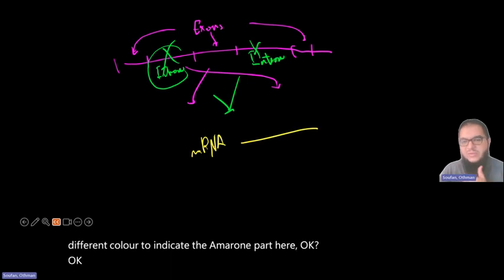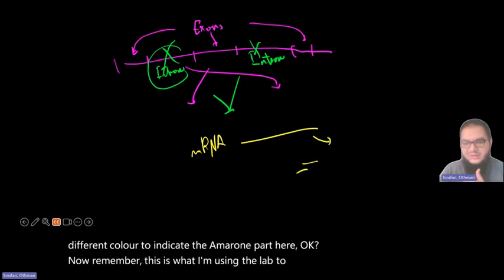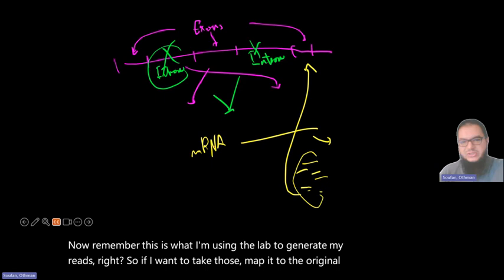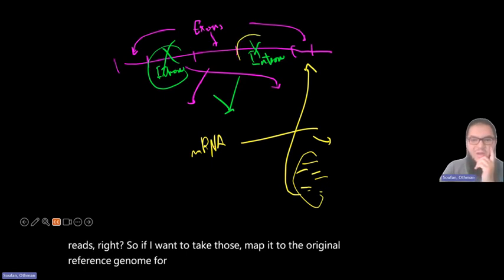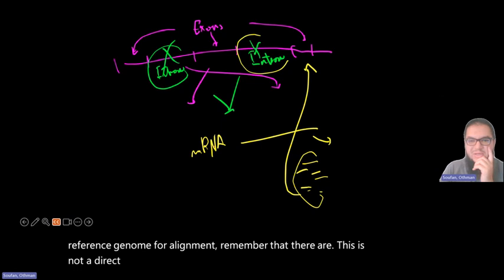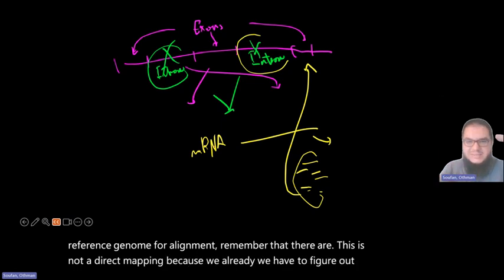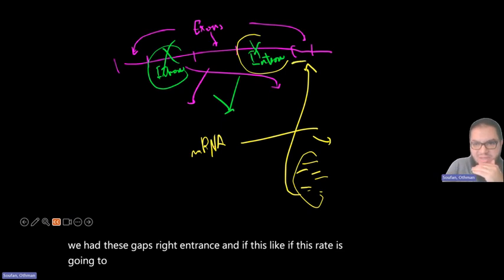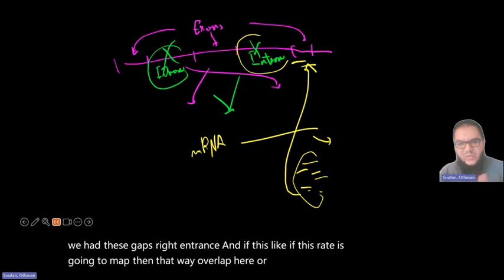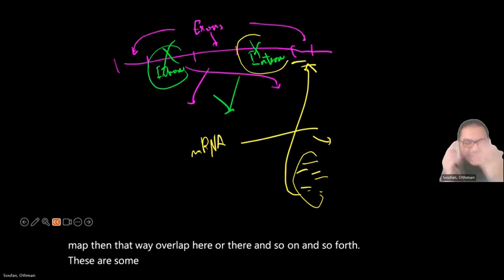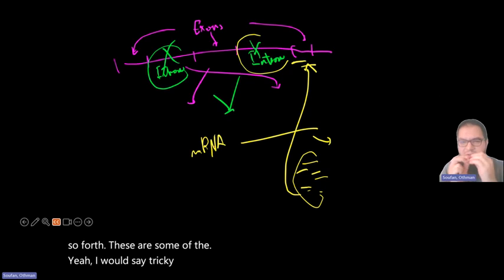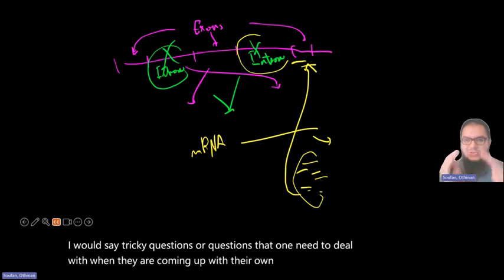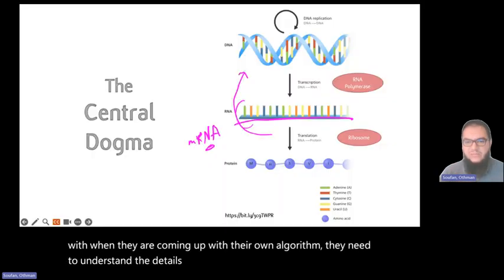Now remember, this is what I'm using the lab to generate my reads. If I want to take those and map them to the original reference genome for alignment, remember that this is not a direct mapping, because we have to figure out where we had these gaps, the introns, and how this read is going to map, overlapping here or there. These are some of the tricky questions one needs to deal with when coming up with their own algorithm. They need to understand the details of how to do the full alignment process.